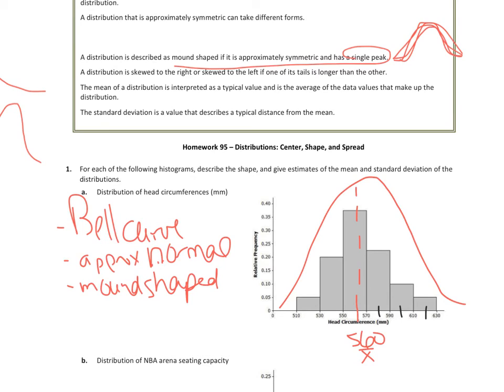But let's see, if I do 560 minus 20, I get 540. And if I subtract 20 from that, I get 520. And if I subtract 20 from that, I get 500. So I'm actually going to go with 20 as my standard deviation, because if you notice, if I did 25, I'd be really far off the end. So 20 is probably the better of the two, but it really wouldn't matter.